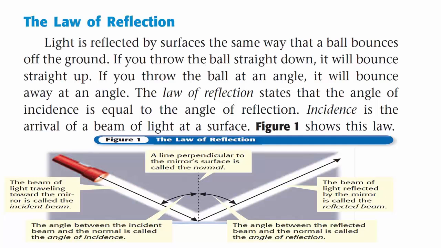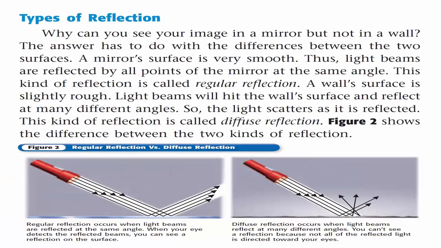Incidence is the arrival of a beam of light at a surface. Figure 1 shows this law. Types of reflection. Why can you see your image in a mirror but not in a wall? The answer has to do with the differences between the two surfaces. A mirror's surface is very smooth. Thus, light beams are reflected by all points of the mirror at the same angle. This kind of reflection is called regular reflection.